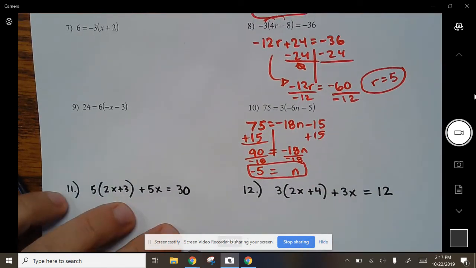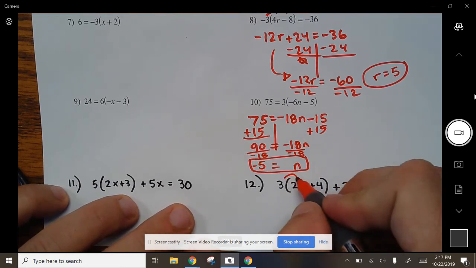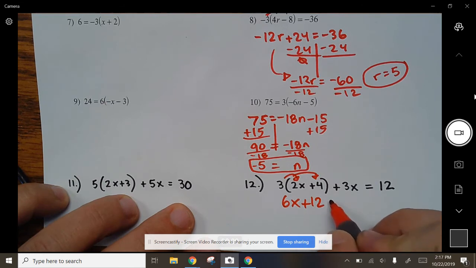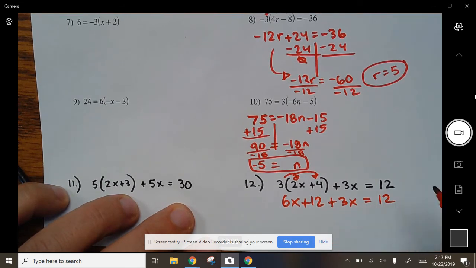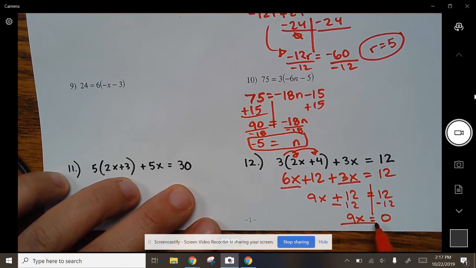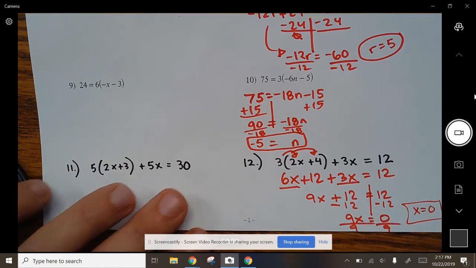All right, the bottom one, let's do 12. I'm going to go ahead and use the distributive property. So I'm going to get 6x plus 12 plus 3x equals 12. Once I do distributive property, this problem looks like stuff that we've already been doing. Do you see the like terms? It should jump out at you. 9x plus 12 equals 12. Then you get rid of the 12. 9x equals 0. Anything that equals 0, what times 9 equals 0? It's going to be 0.